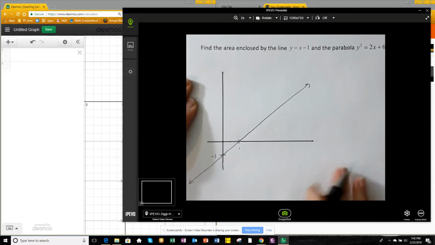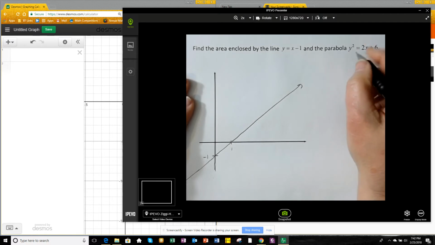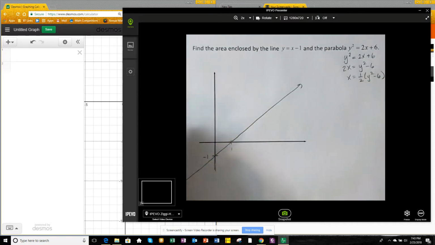And then the next curve is a little bit trickier, but this is y squared equals 2x plus 6. Well, this is a parabola that opens to the right. Now, how do I know that? Well, because it's y squared. And if we were to solve for x, you'd get y squared equals 2x plus 6. So 2x equals y squared minus 6. X equals 1/2 y squared minus 3.